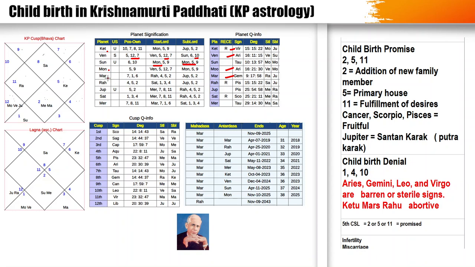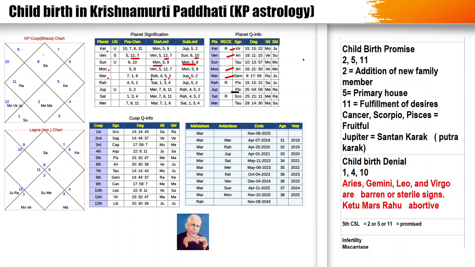Now let's look at Mars. Mars, by its nature, when it comes to childbirth, is not a very supportive planet according to the professor, but Mars looks somewhat promising. It is indicating 5 and 2 over here, and the sublord is Jupiter, which is a Santan Karak, and Jupiter is in Pisces, right? So Pisces is a fruitful sign. So Mars looks a little promising.